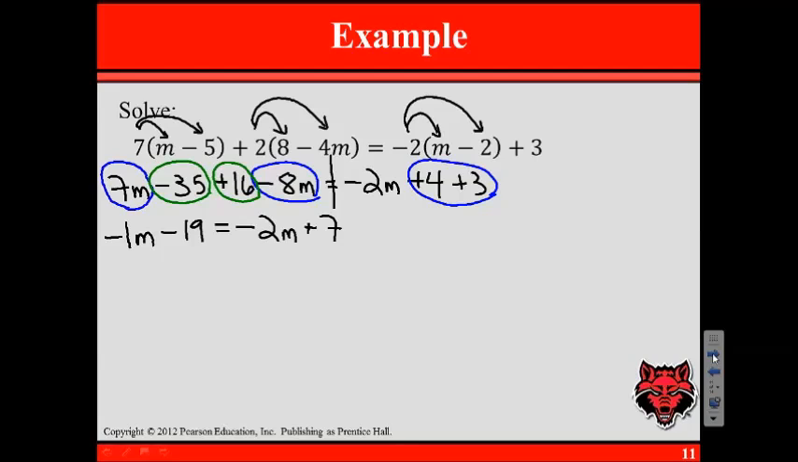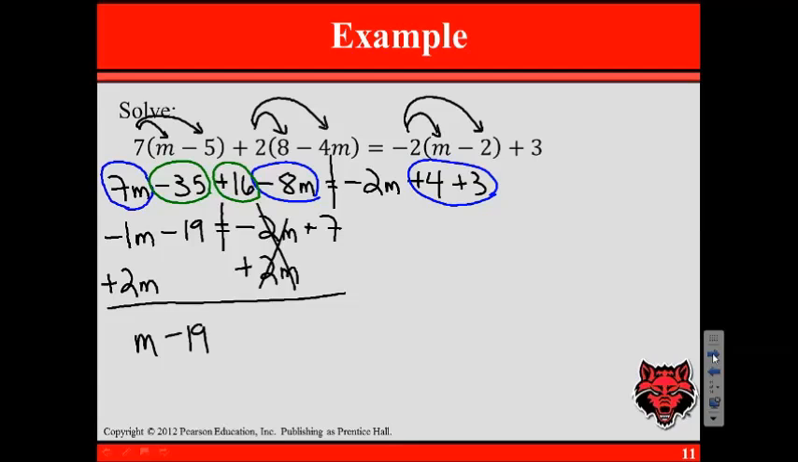Now, again, I'm going to draw my vertical line through the equal sign. Let's move the m's to the left side, the numbers to the right side. So we do the opposite operation on m. We say plus 2m because 2m and negative 2m are opposites. So on the right side, the opposites cancel. On the left side, negative 1m plus 2m gives us a positive 1m, or just m.